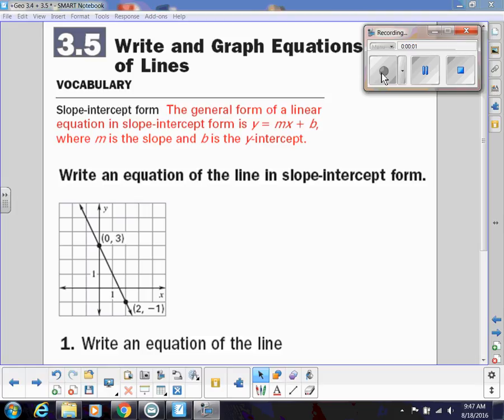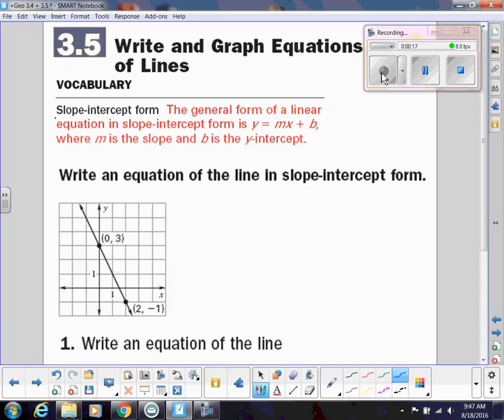All right, we are continuing with parallel and perpendicular lines, but in this video, I'm going to remind you of the different forms of the linear equations and then how to write equations of lines that are parallel and perpendicular. Okay, so the first type of equation for linear functions is the slope-intercept form. That's y equals mx plus b.